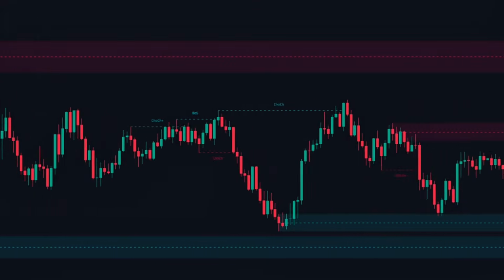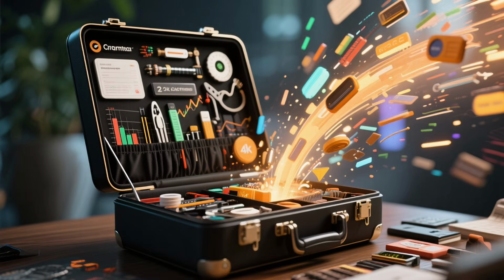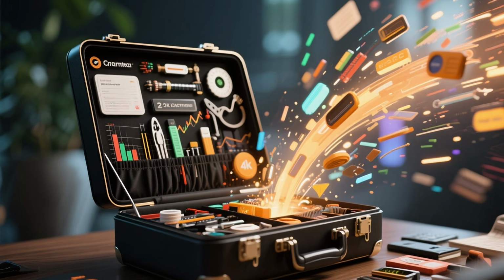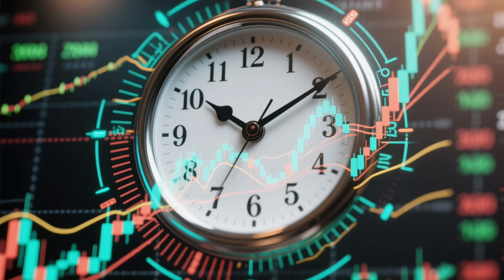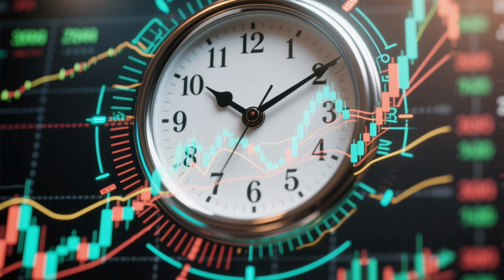So, what exactly does this Smart Money Toolkit do? Well, think of it as your all-in-one smart money concepts assistant. Instead of you spending 20 to 30 minutes drawing lines, marking zones, and checking every little detail, this indicator literally does it for you in real time.